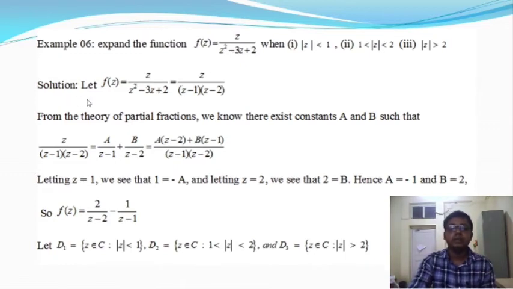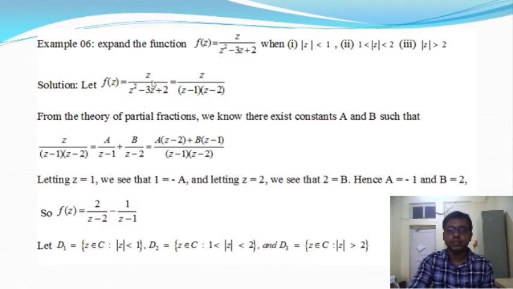Okay, let us consider the function f(z) = z / (z^2 - 3z + 2), and this function can be written as f(z) = z / ((z - 1)(z - 2)).